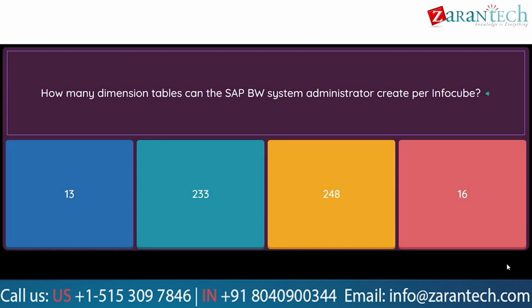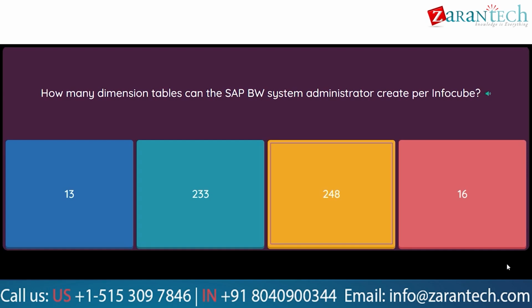Question: how many dimension tables can the SAP BW system administrator create per info cube? Option 1: 13. Option 2: 233. Option 3: 248. Option 4: 16.